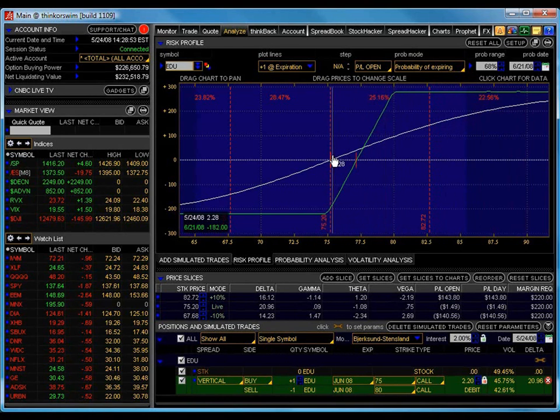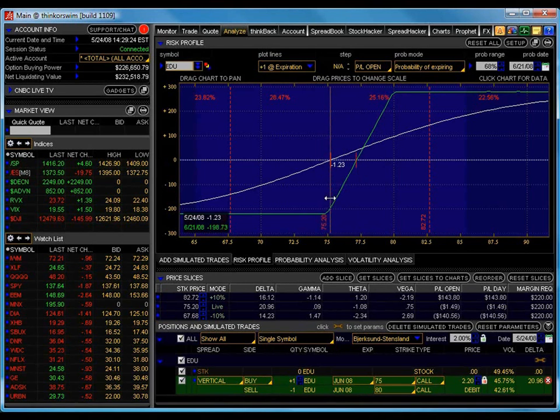If the stock just stayed the same at the same price, we would lose almost our entire investment. Or if it went down against the direction we hoped it would go, we would also lose our maximum investment. So that's the difference really between the sale of a vertical spread and the purchase of a vertical spread. There are only 2 options in here, and they give you a different profit scenario.